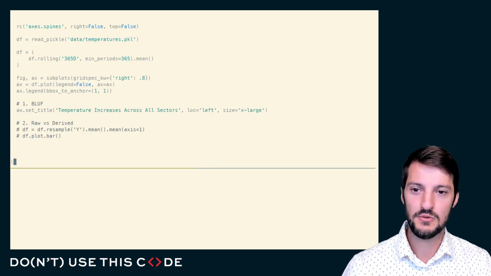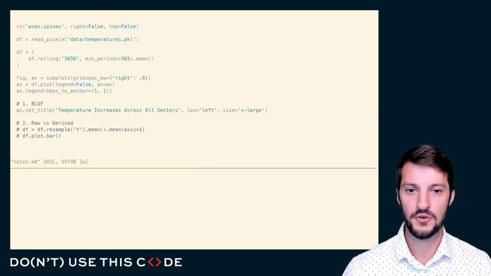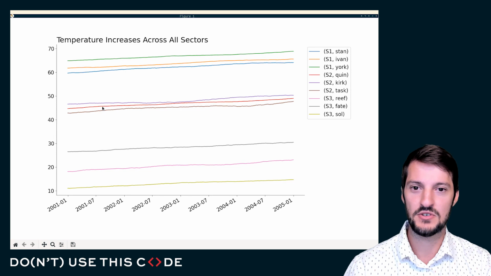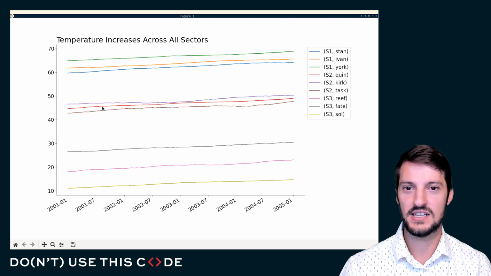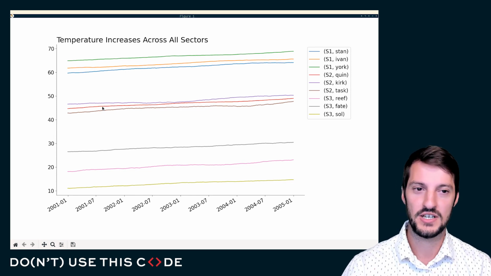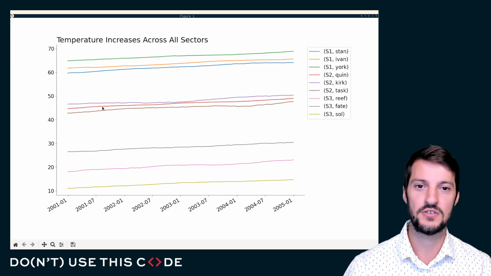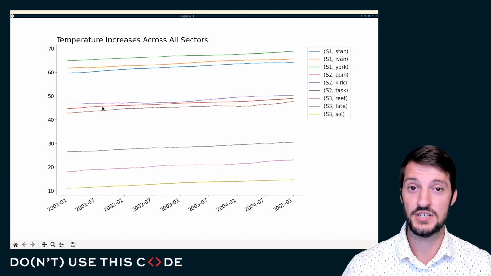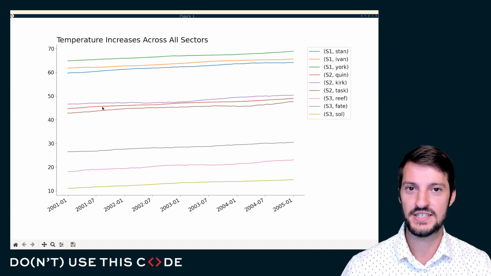The first thing that I want to do, bottom line up front, is set a title, make it nice and large, and have that title stand for what it is that I'm supposed to be looking at here. I could set a title as simple as "Temperature increases across all sectors," and I could even say "all stars in all sectors." We're seeing a galaxy-wide temperature increase here across the 9 planets that I'm seeing.